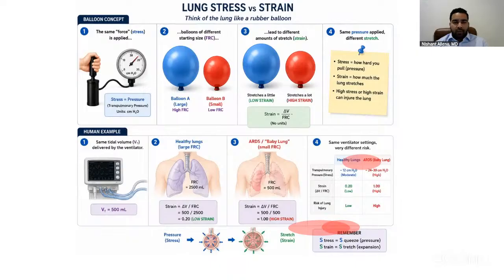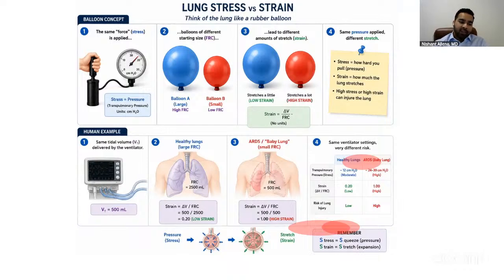Now, stress is equal to pressure. So the transpulmonary pressure is going to differ from balloon A to balloon B. Let's say that you put the same amount of air in balloon A and the same amount of air in balloon B. Because balloon A, your normal lung, has very good compliance, it expands quite easily and stretches a little, causing low strain. Whereas your red balloon, your ARDS lung, which has very poor compliance, stretches a lot with the small tidal volumes that you're giving. And this causes high strain in these conditions.